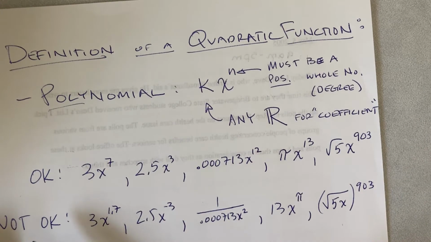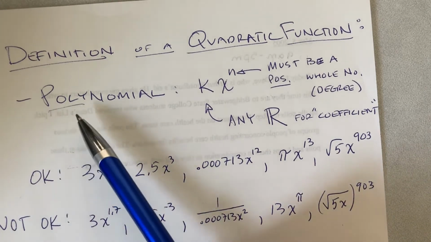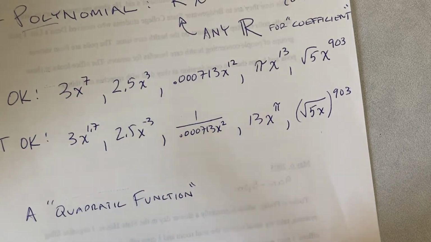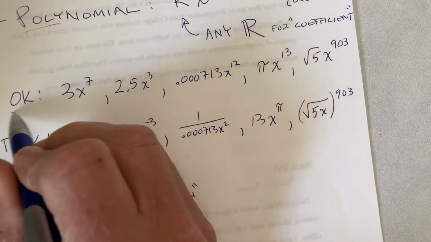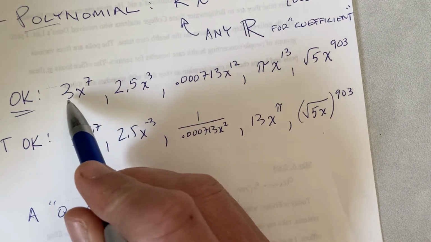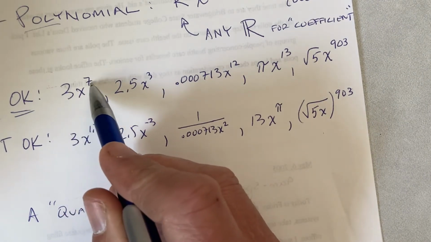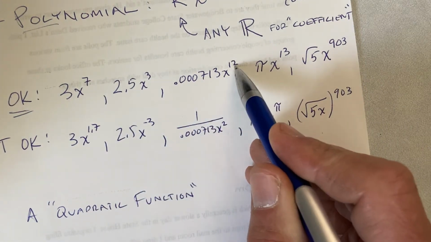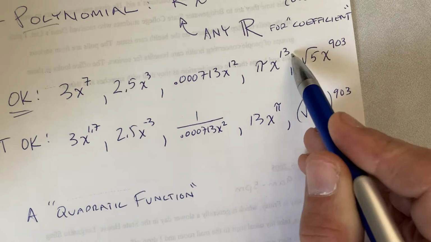then you'd say that's a 7th degree polynomial. Okay, so once you know what a polynomial is, then for a quadratic, I have some things that are okay. Just to make it clear, this is a polynomial, one term: 3, that's on the number line, x to the 7th, that's a whole positive number. This is okay. All of these are okay. Notice these are all positive whole numbers.